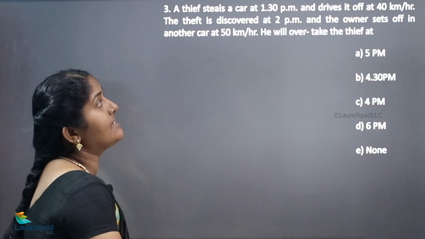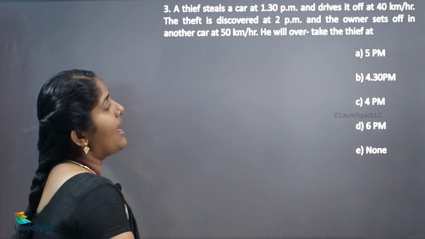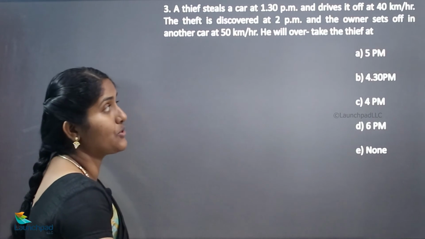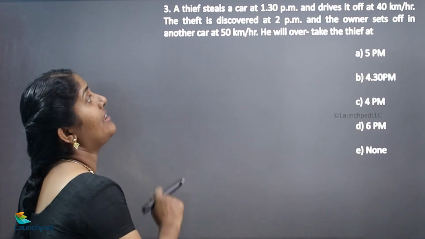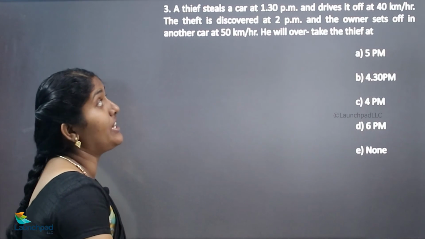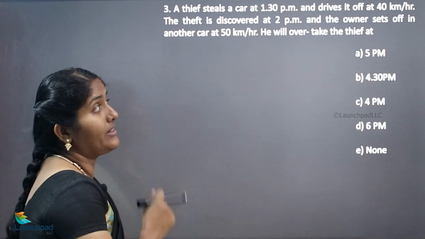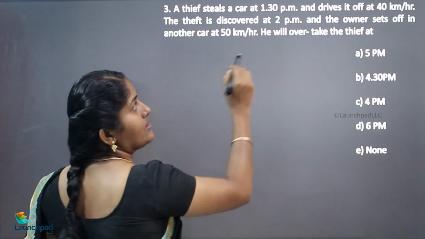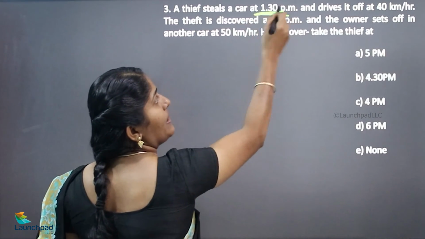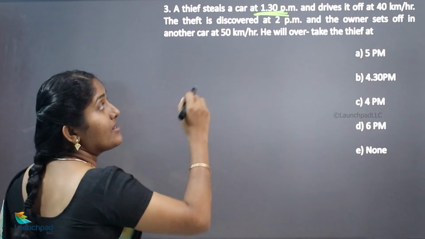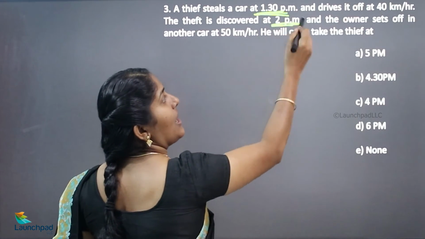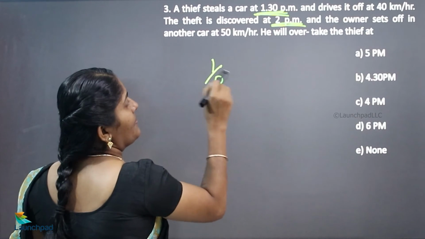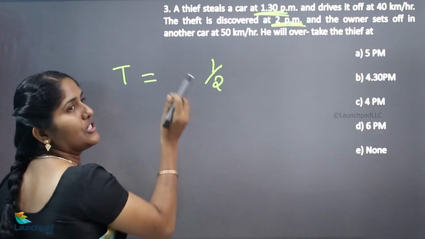A thief steals a car at 1:30 p.m. and drives it off at 40 km per hour. The thief is discovered at 2 p.m. and the owner sets off in another car at 50 km per hour. He will overtake the thief at what time? First of all, we need to calculate the distance covered by the thief, because the owner sets off in the other car at 2 p.m. only. So, in that half an hour, the thief has covered some distance.